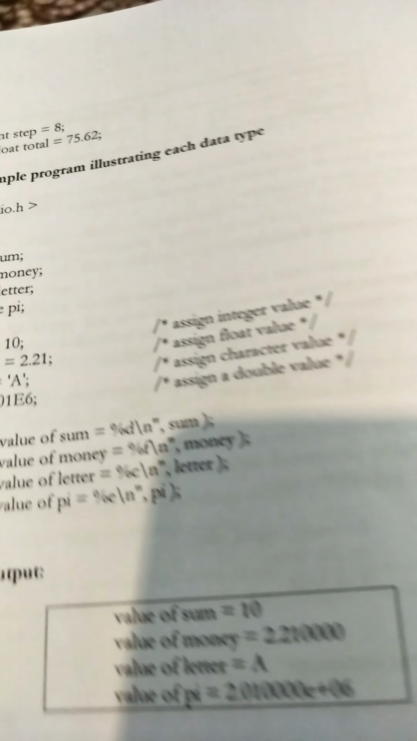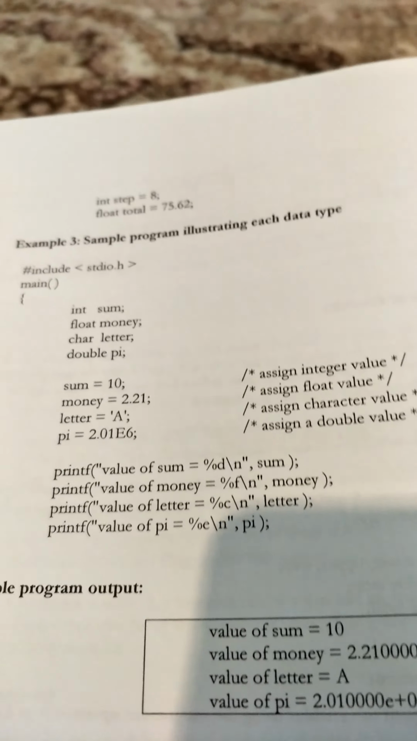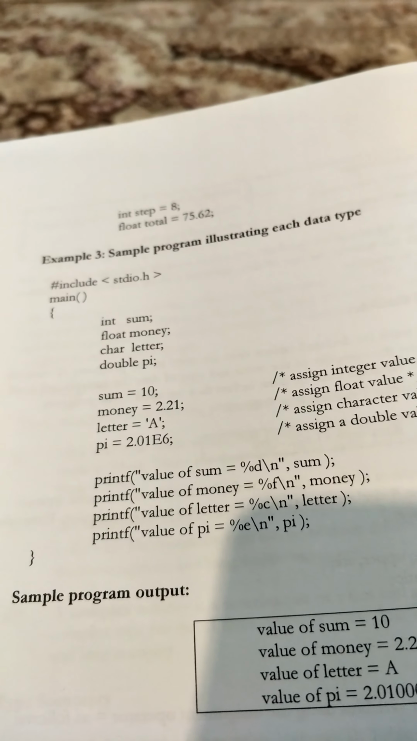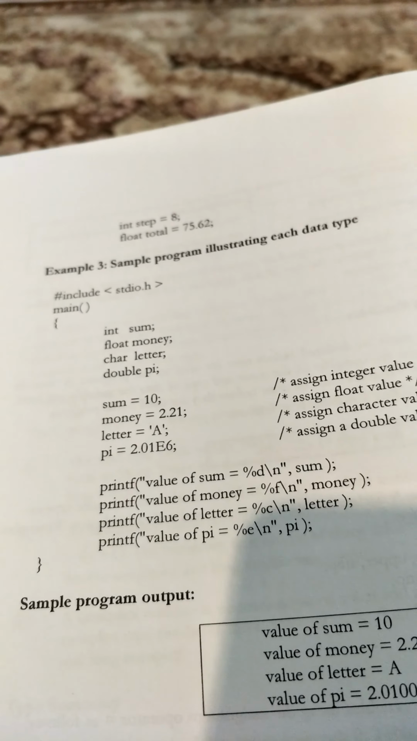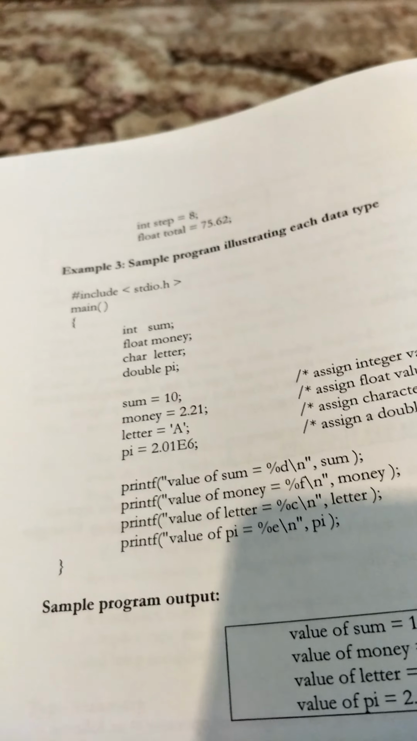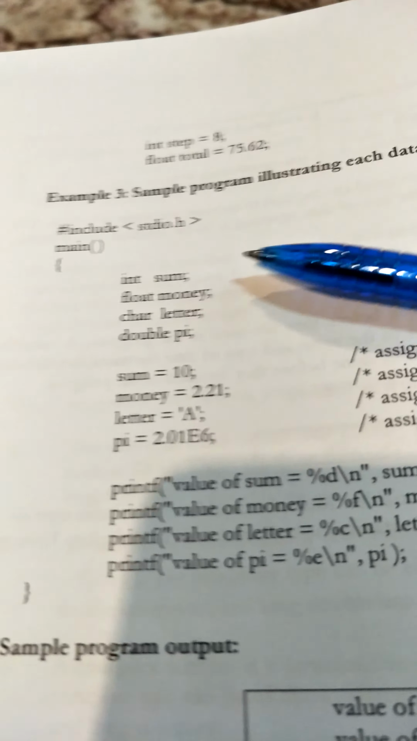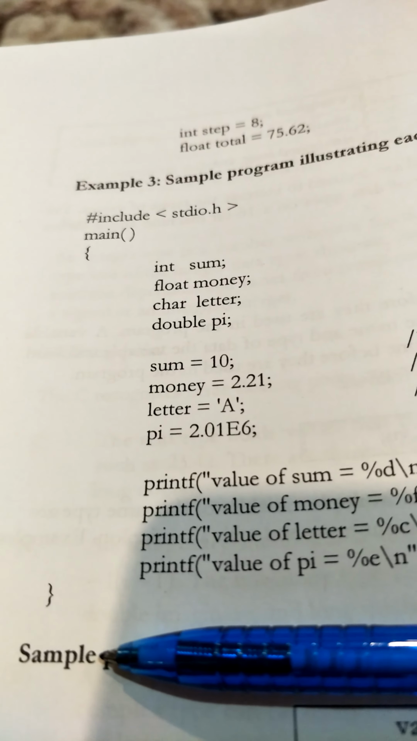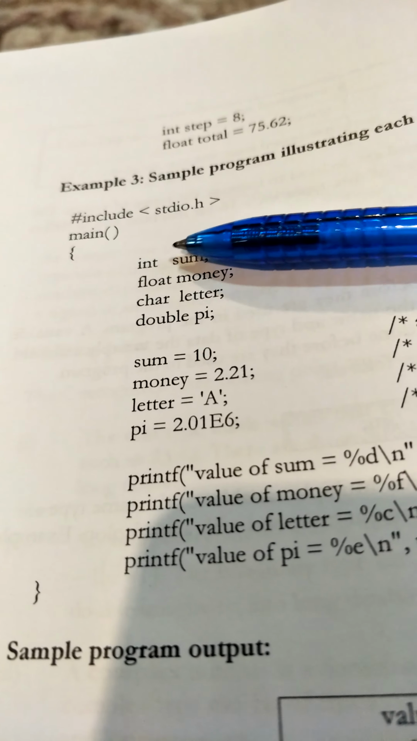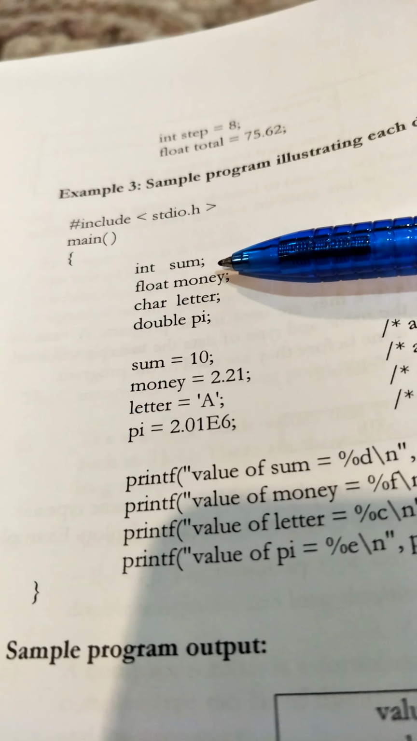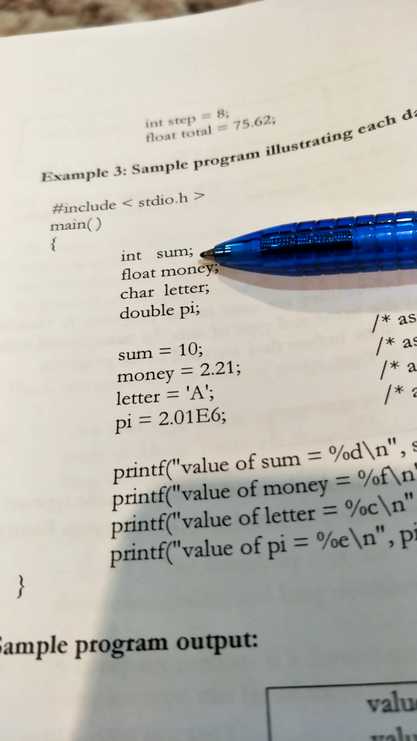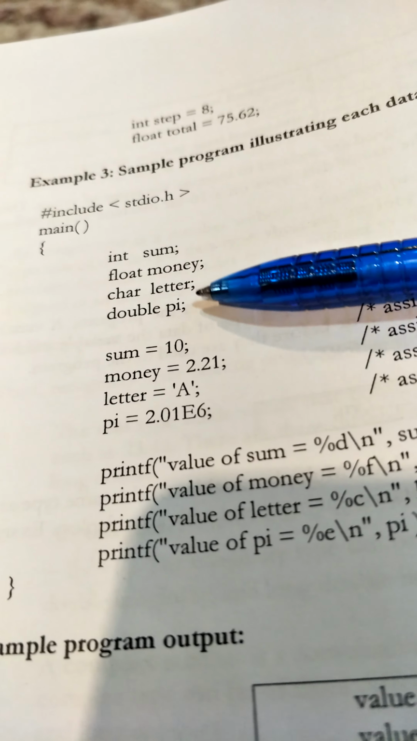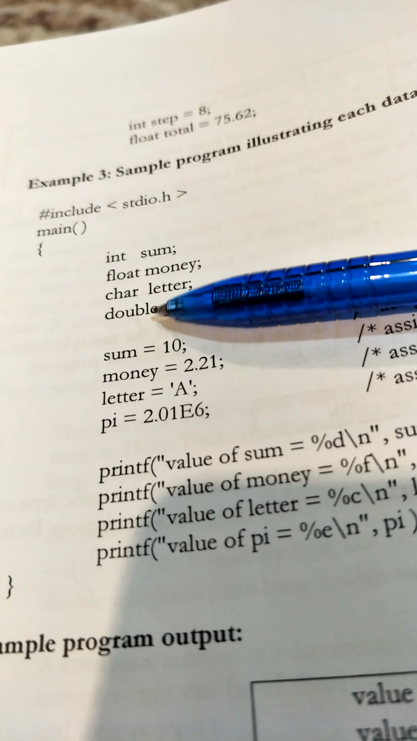Now here is a full example of how we declare and use variables. This is a full program, a simple one. In this case, we declare sum as an integer, money as a float, letter as a character, and pi as a double.